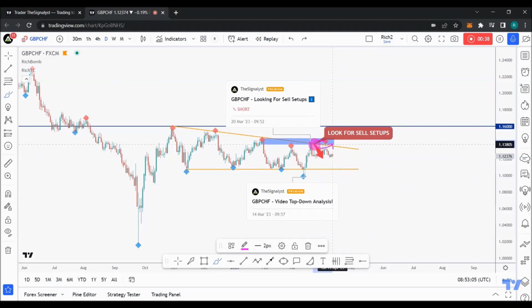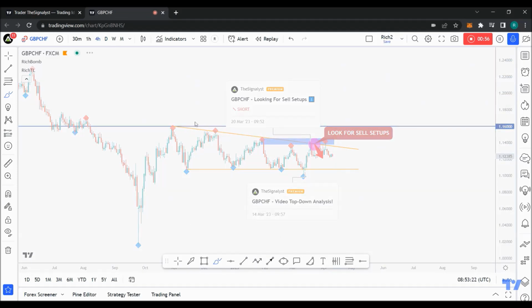Anyway, for now, we rejected the upper bound and we are currently approaching the lower bound, which is also a demand zone. That's why we'll be looking for buy setups, of course, unless it's broken downward. In this case, we'll be looking for sell setups on the retest, and if it's broken upward, we'll be looking for buy setups on the retest.